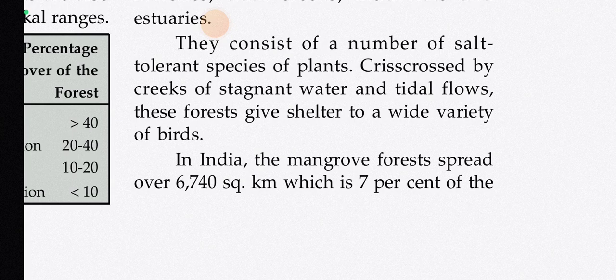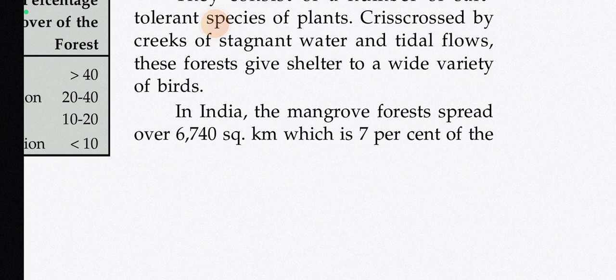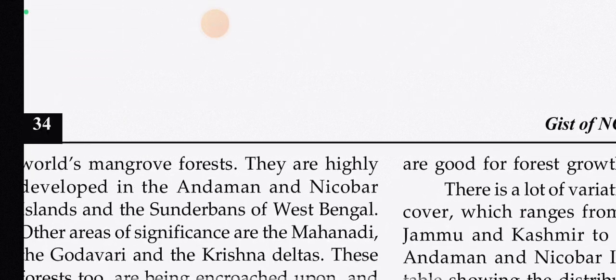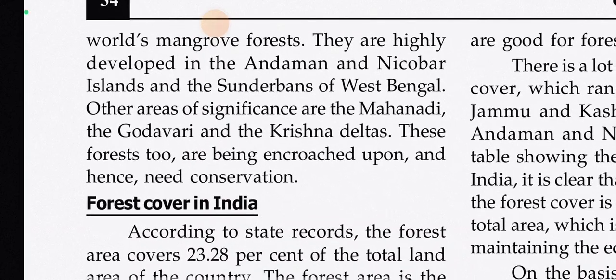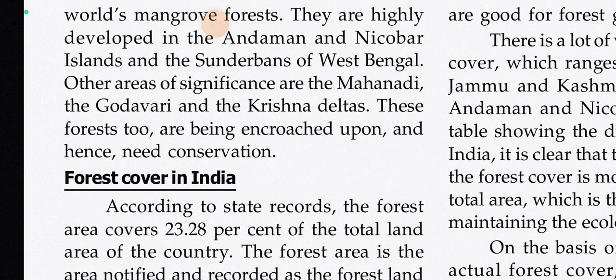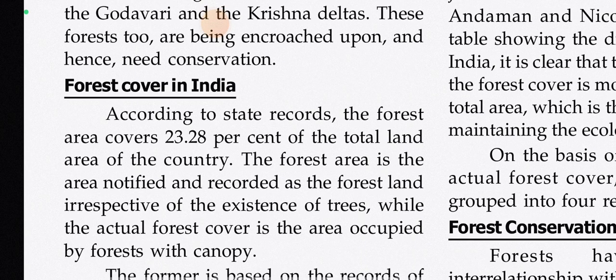They consist of a number of salt-tolerant species of plants crisscrossed by creeks of stagnant water and tidal flows. These forests give shelter to a wide variety of birds. In India, the mangrove forest spreads over 6,740 square km, which is 7% of the world's mangrove forests. They are highly developed in the Andaman and Nicobar Islands and the Sundarbans of West Bengal. Other areas of significance are the Mahanadi, Godavari, Krishna deltas. These forests too are being encroached upon and hence need conservation.